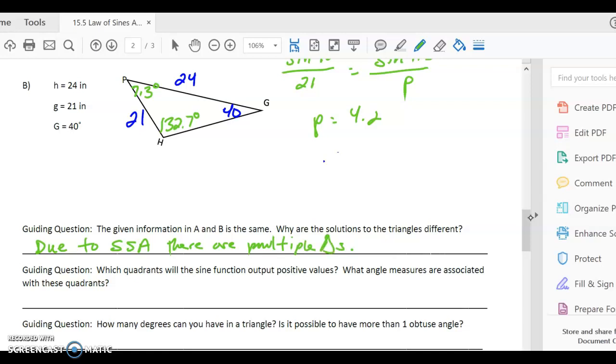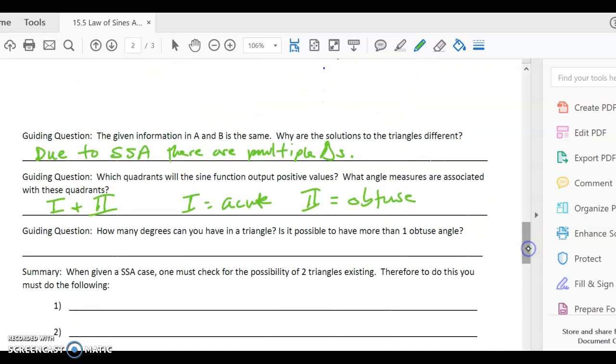Next guiding question. Which quadrants will the sine function output positive values? Well, we know quadrants 1 and 2. What angle measurements are associated? With 1, we have acute, and with 2, we have obtuse. How many degrees can you have in a triangle? We have 180 degrees. Is it possible to have more than one obtuse angle in a triangle? No.